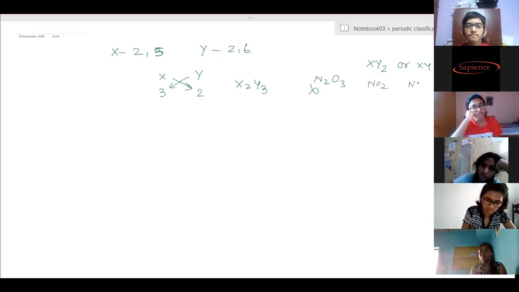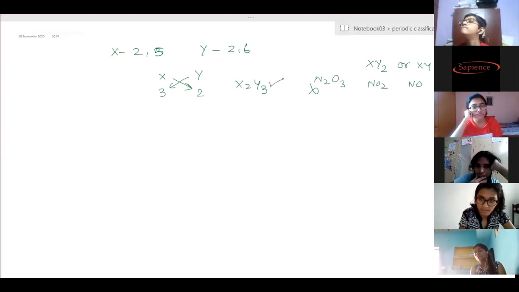NO2, NO and N2O. These are the three compounds formed from nitrogen. But in the marking scheme, this was the only answer given.